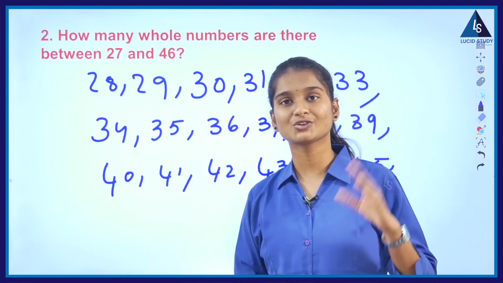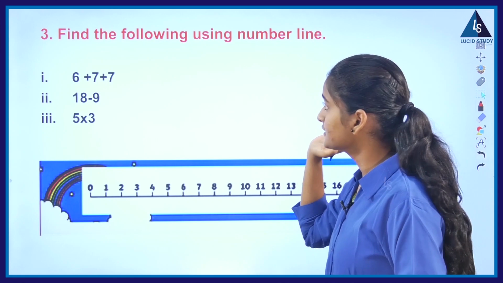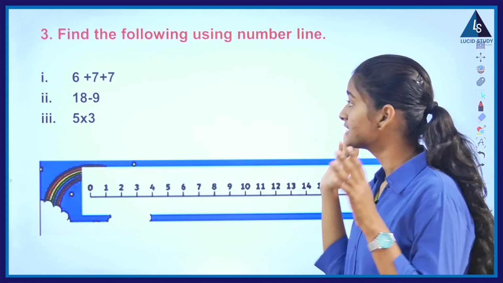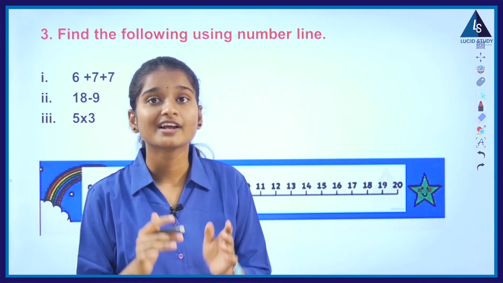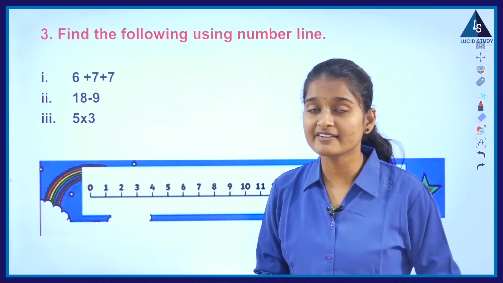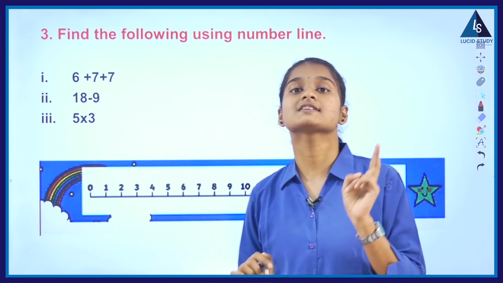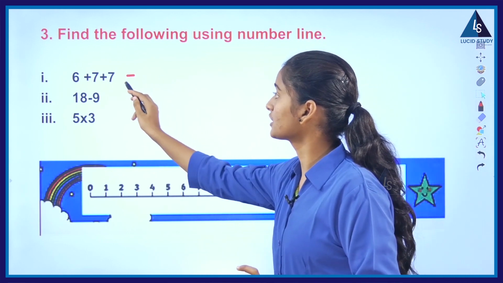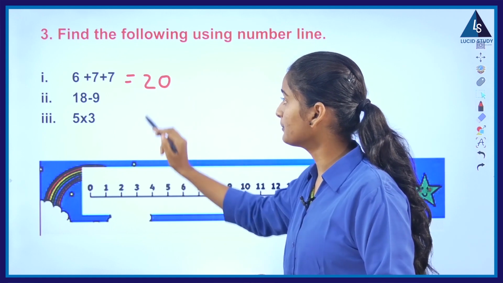So now let us go through the third question. Find the sum using the number line. So here is the first question: 6 plus 7 plus 7. What is 6 plus 7 plus 7? 7 plus 7 is equal to 14. So 14 plus 6 is equal to 20. Now we will show this on the number line.